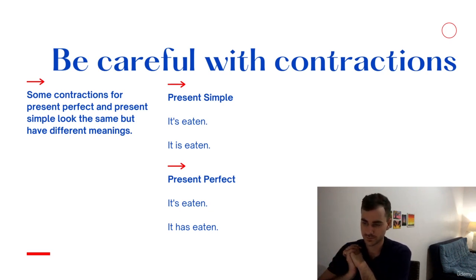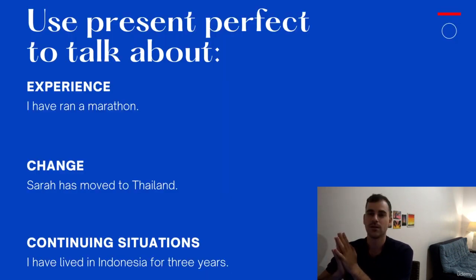For example, in the present simple, if I say, it's eaten, that means it is eaten. If I say, where is the cake? I say, oh, it's eaten. It's gone. But in the present perfect, it's eaten means it has eaten. Maybe if we're talking about our dog, we can say, my dog is not hungry. It's eaten.